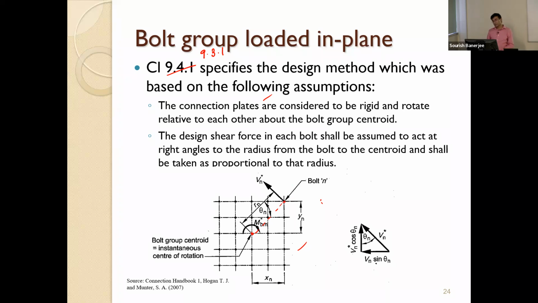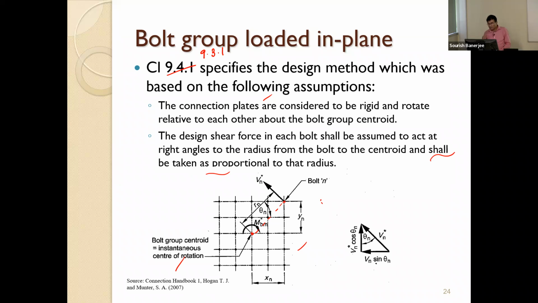The simple thinking is this: as you go further from the centroid of the bolt group, the bolt will carry more and more force, isn't it? Because it clearly says that the design shear force for each bolt will be taken as proportional to the radius, and radius means the distance of that particular bolt from the bolt group centroid, which is basically the instantaneous center of rotation.